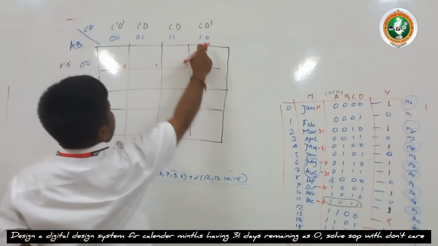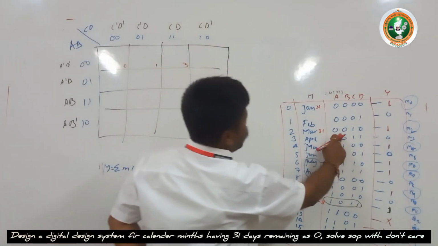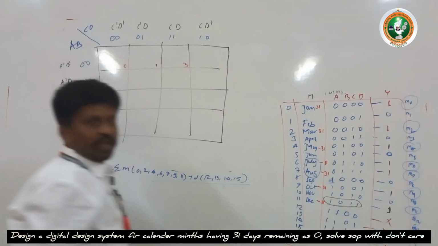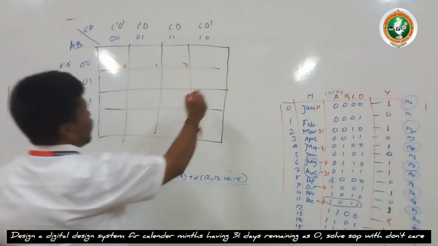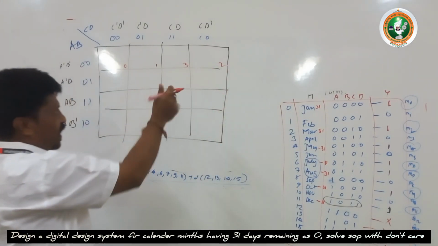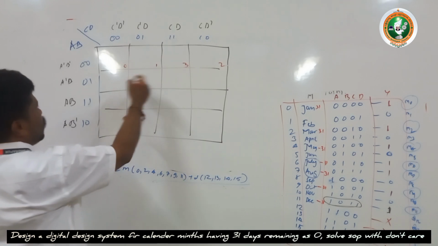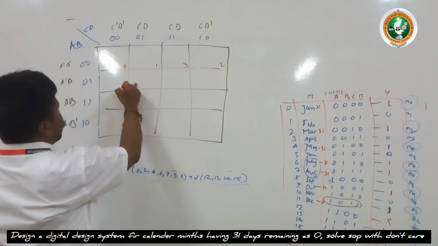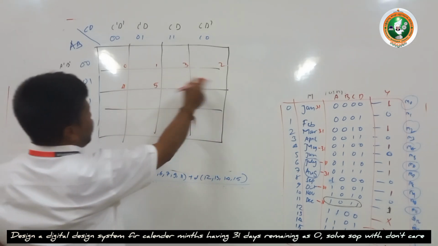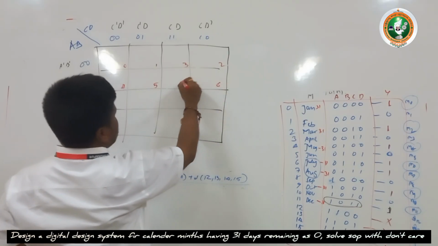0 0 1 0 is how much? 2 is the decimal equivalent value. I iterate like this and we get the indexing results. I hope you all know this. Next is 4, 5. Next come to 6, 7.